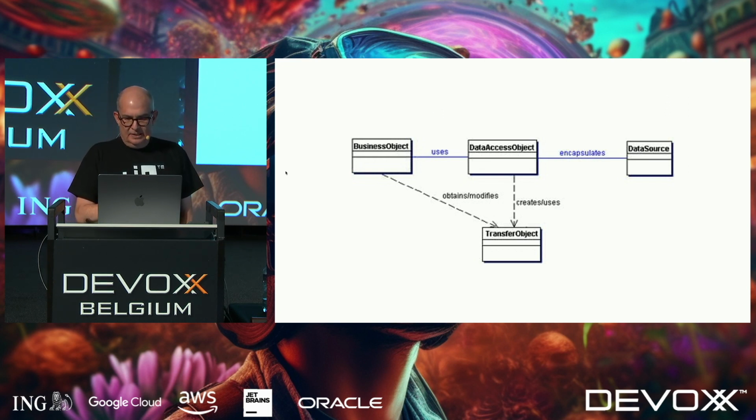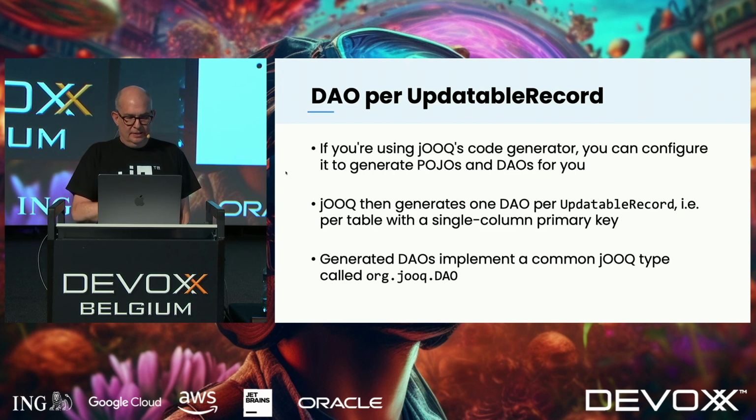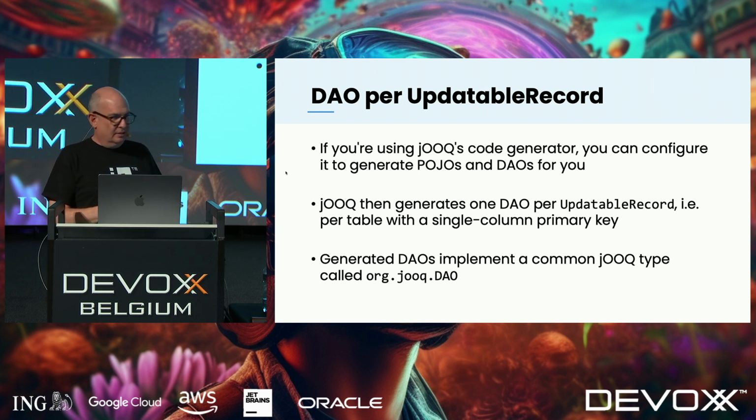Now, this data access object stuff can also be used with jOOQ. In the configuration, if you remember, in the POM file, there was a section called generator, and there I had generate DAOs. It will generate one DAO per updatable record, and you can use that then to work with the database. So what does it generate?